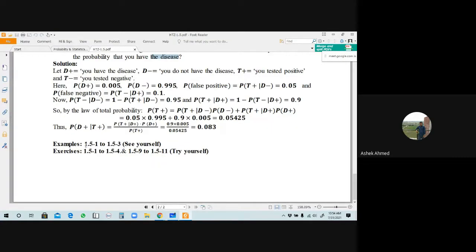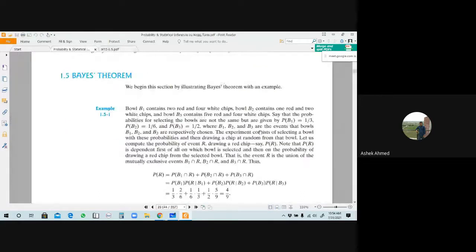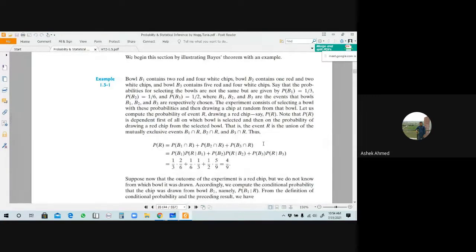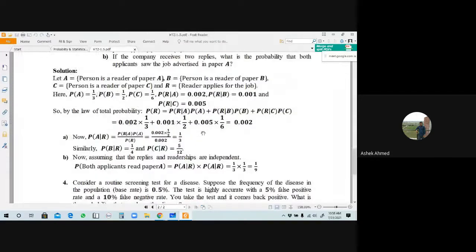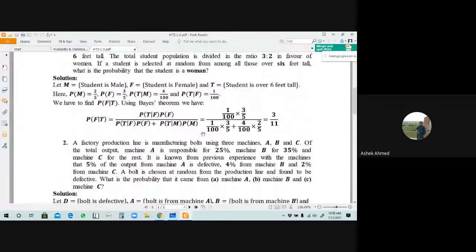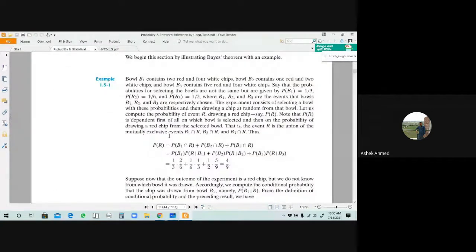So we will discuss some problems from exercise, from examples of this textbook. Okay, since I have already discussed the problem number 1 and 2 in the previous class, so you can be able to solve the example number 1 also.